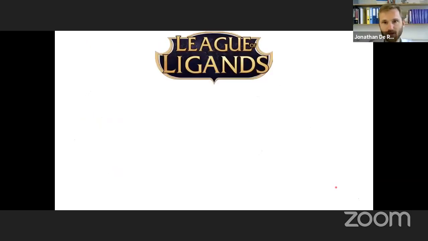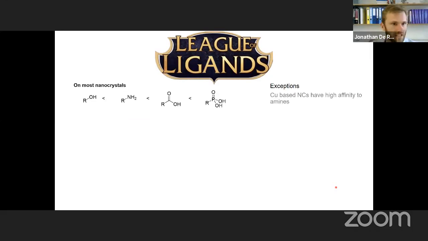And then finally we come to the league of ligands. Which ligand wins in this battle of the ligands? As a very general statement, alcohols are very poor ligands. Amines are better, but not great. You will typically find those 2 in fast exchange. Carboxylic acids are typically tightly bound ligands. Phosphonic acid is one of the best that we have.